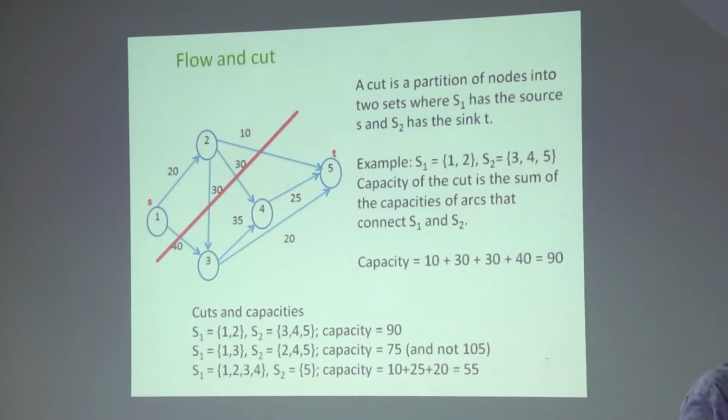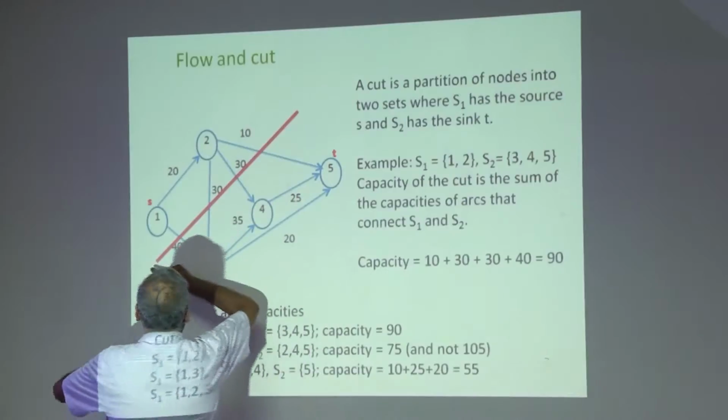There are two definitions of cut. The standard definition of cut is forming the nodes into two sets such that the source is in S1, the sink is in S2, and the rest of them are either in S1 or in S2. That is the most accepted definition of a cut. There is a slightly different definition which Rottel's book uses. It says just make sure that source is in S1, don't worry about the sink. But we will follow the first one. Source is in S1, sink is in S2, and the rest of them are in either.